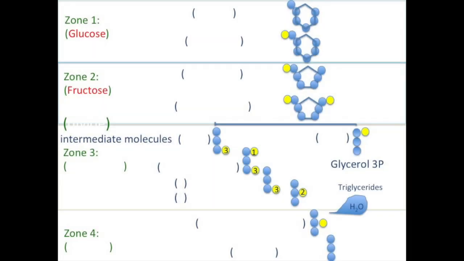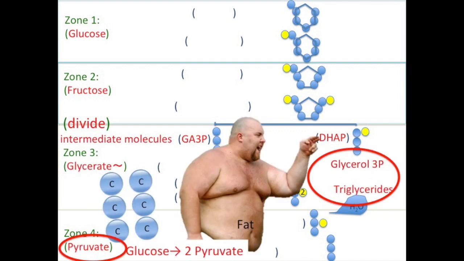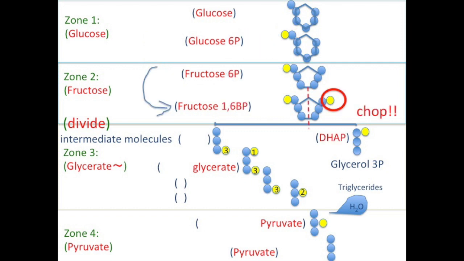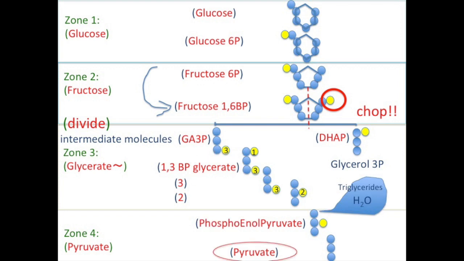Glucose, fructose divide, DHAP, GAP, glycerate, pyruvate. Glucose 6-phosphate, fructose 1,6 divide, DHAP, GAP, 1-slightly to glycerate, phosphoenolpyruvate. I believe you will get a high score.